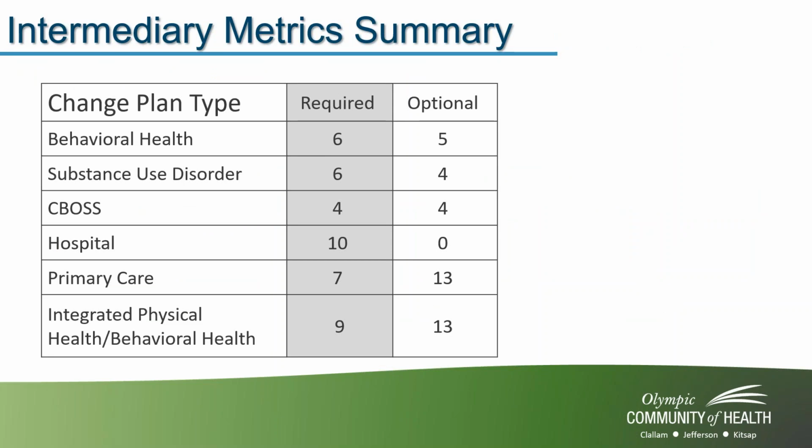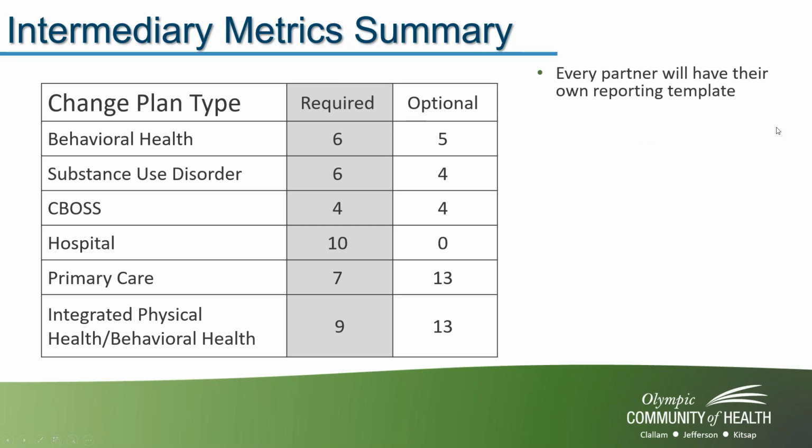A summary of the intermediary metrics by change plan type. The different change plans are behavioral health, substance use disorder, community-based organizations and social services, hospital, primary care, and integrated physical health and behavioral health. If we look in the column shaded in gray, these are the number of required metrics by change plan type, ranging from 4 to 10. And in the optional column on the right in white, there are between 0 and 13 optional metrics depending on change plan partner type.